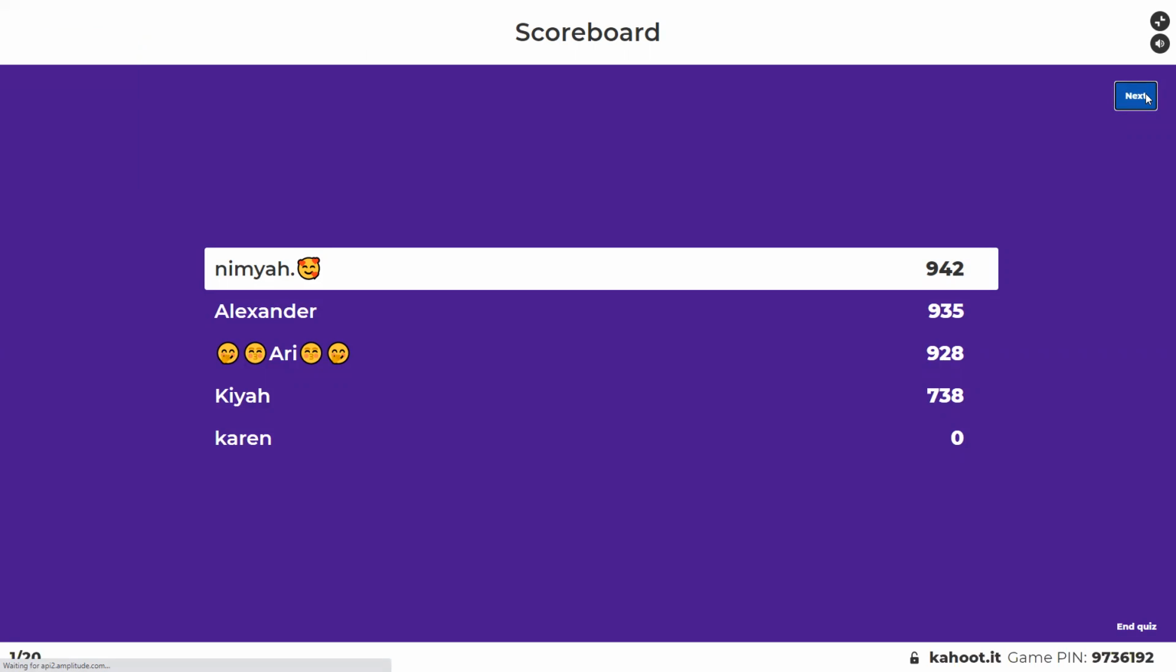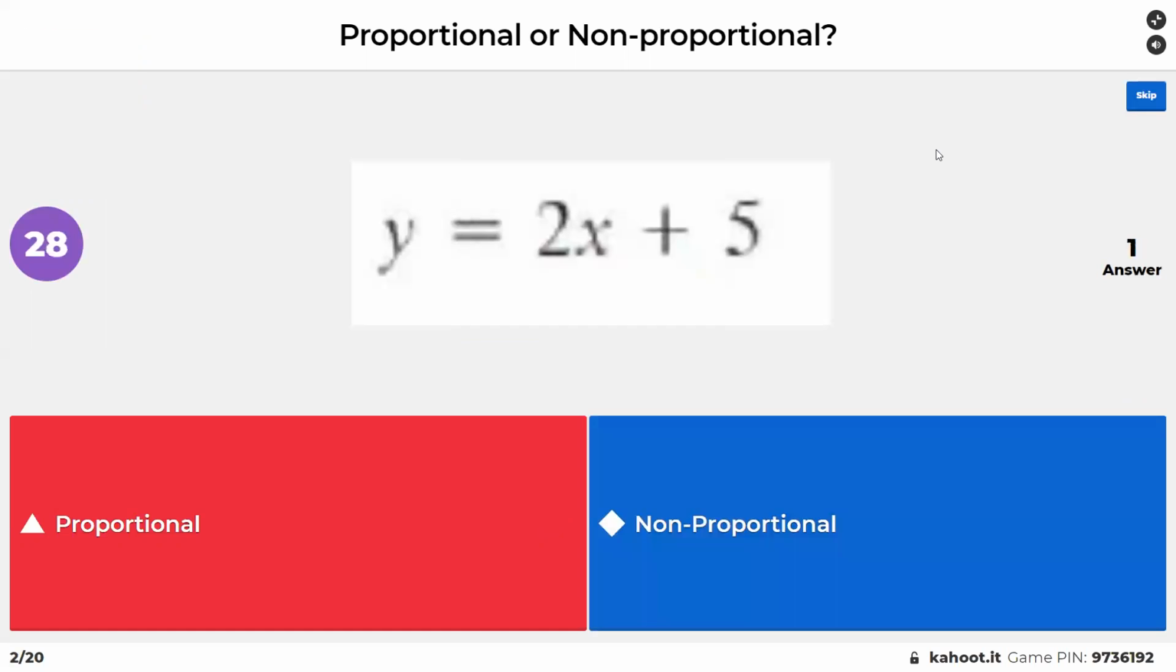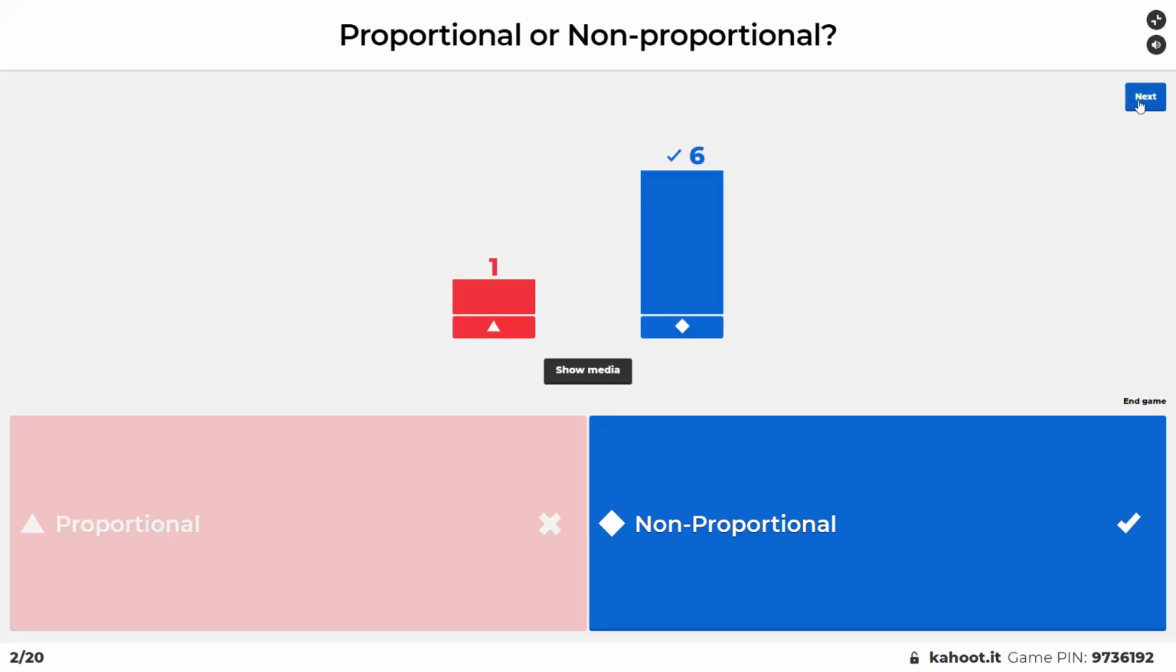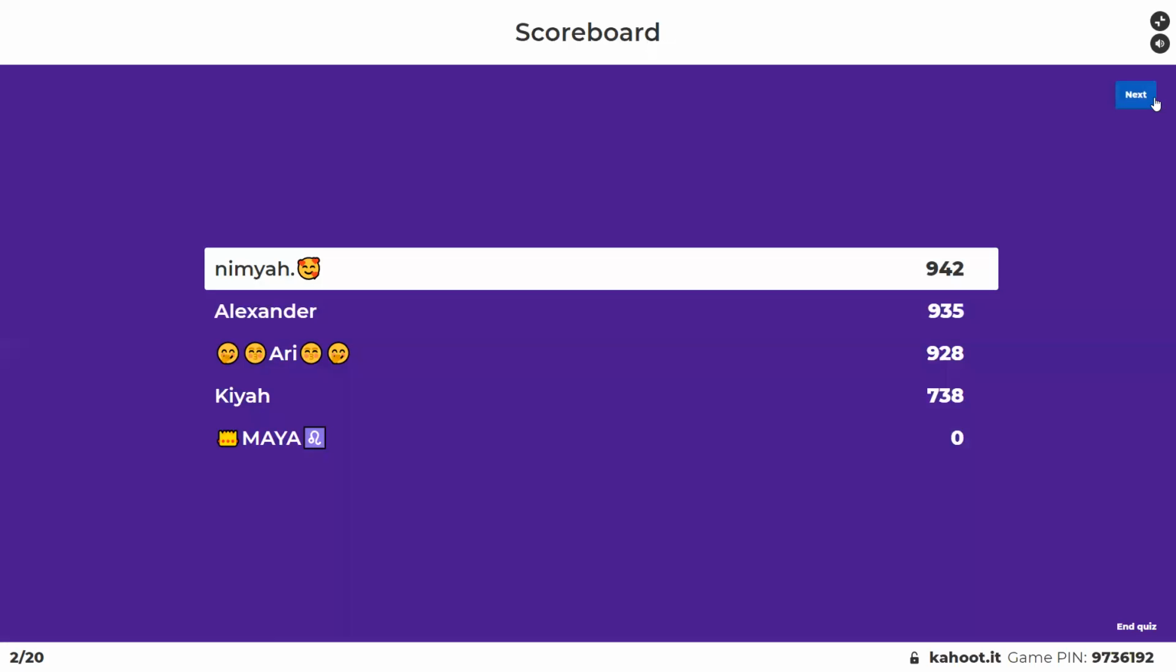All right, proportional or non-proportional? So we've got y = 2x + 5. Is that proportional or non-proportional? Nice job, guys. That's written in that y = mx + b format. Ooh, Ari's coming for you, Namaya.